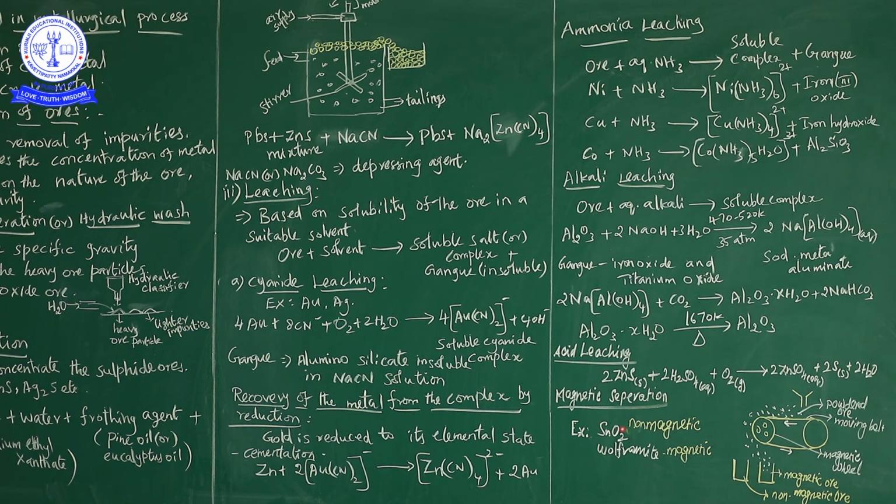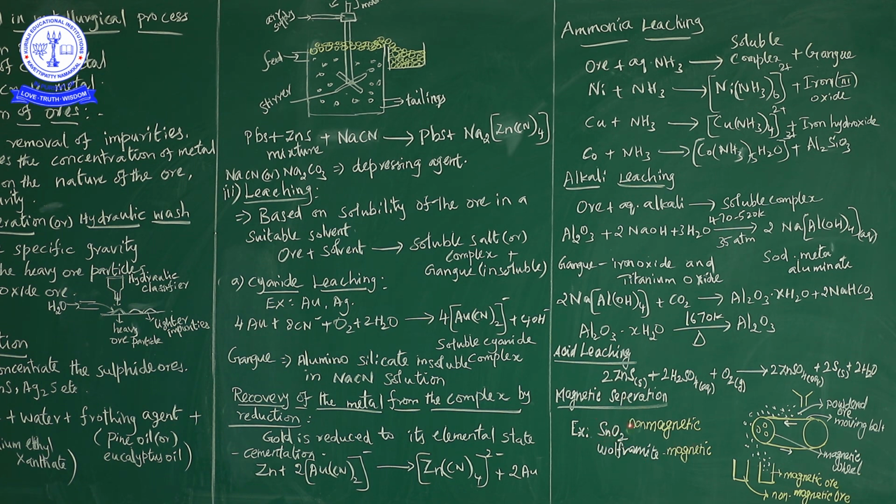For example, tin stone. The tin stone is non-magnetic, and it is separated from the wolframite, which is magnetic. What is the wolframite formula? FeWO4. Since iron is present, it is magnetic in nature. Tin stone is also known as cassiterite, one of the important ores of tin. So the tin stone is separated from the wolframite ore.